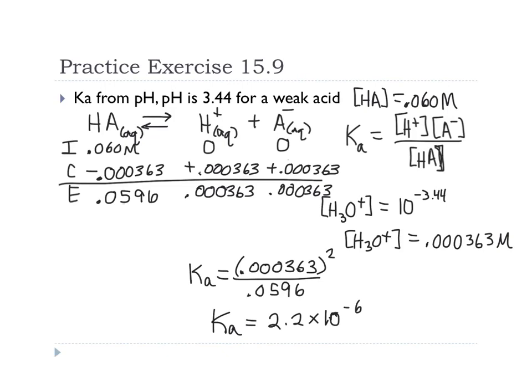So for a weak acid or base, you can use the Ka to figure out the pH of that acid when it's put into water, or you can use the pH and work backwards to figure out the Ka. The next thing we'll have to look at is how to do similar calculations for bases.